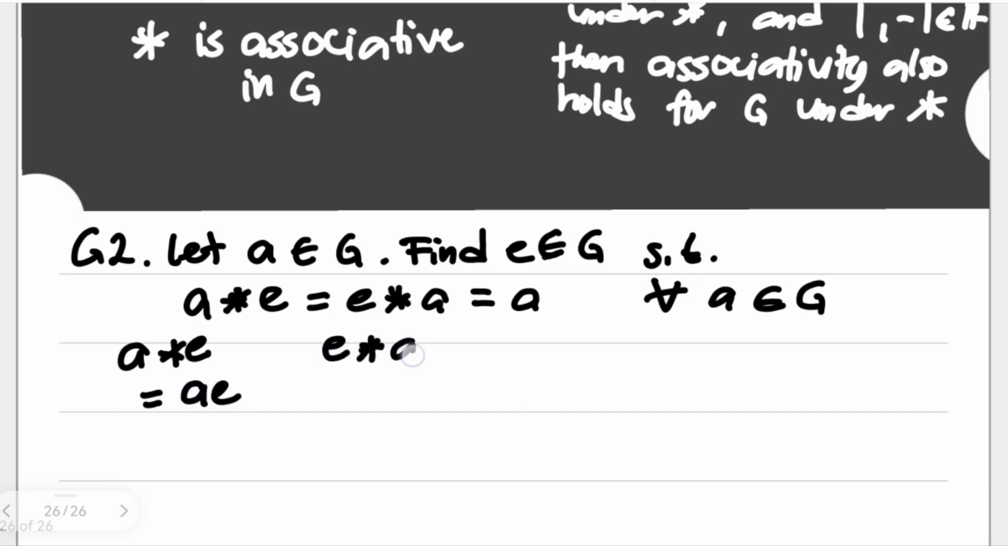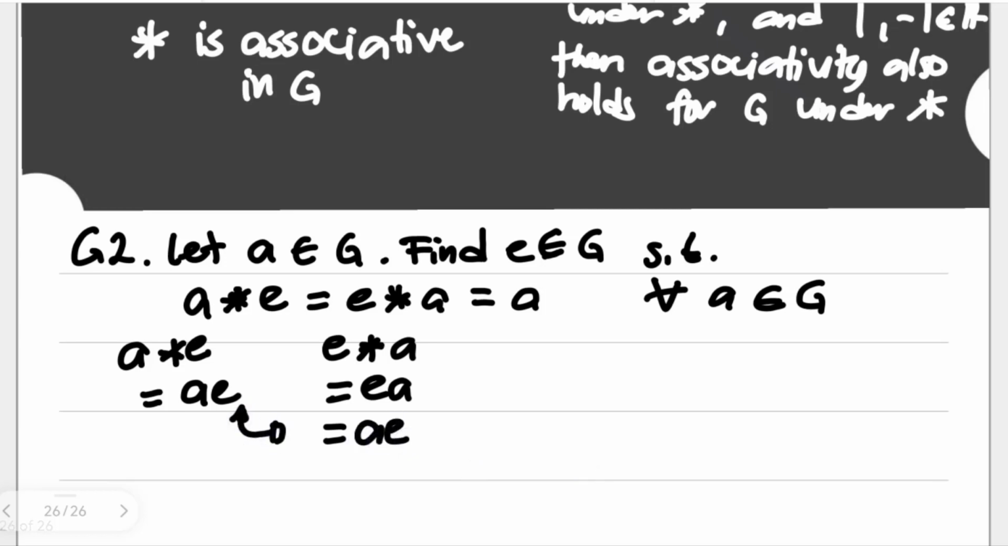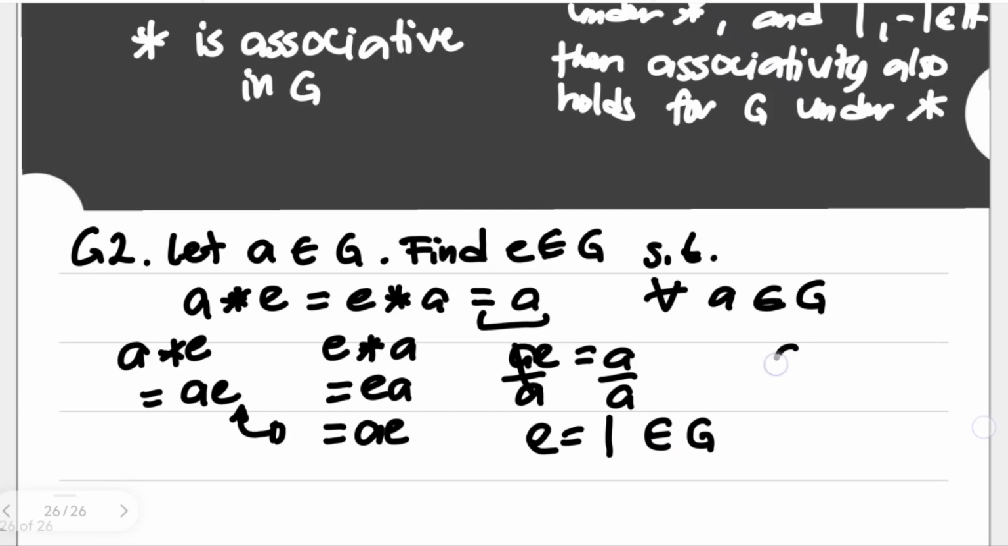E star A is EA, or since they are commutative under usual multiplication, AE. We have both answers now the same here. So if we equate it with AE, with this equal to A, and divide A on both sides, we'll have E which is equal to 1. And again, this is the identity element for multiplication, and in this case, it's also an element of our G. This would mean G2 is satisfied. There exists an identity element for our set.